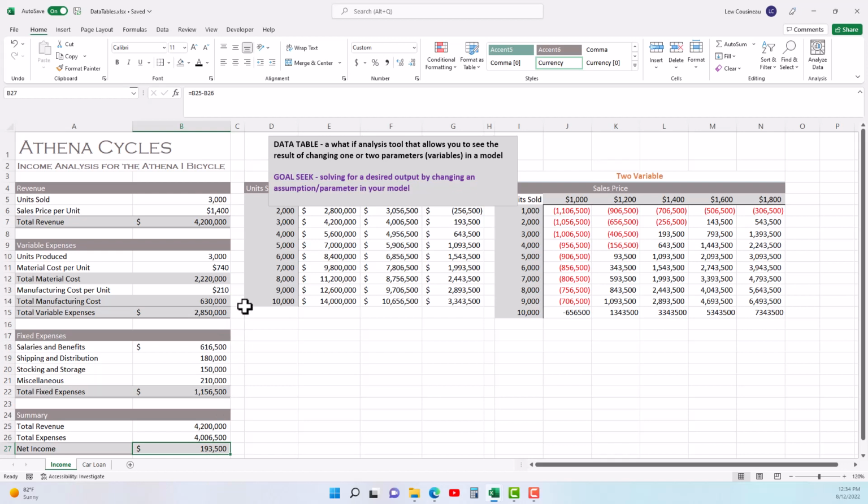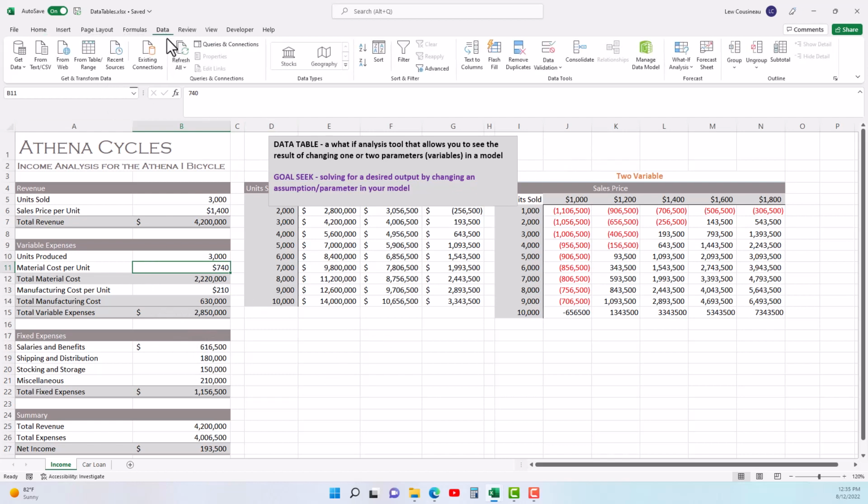Or another example may be my material cost is too high. What if I knew I wanted this to be at $2 million instead of $2,220,000? What would this number need to change to? So it's those kinds of questions we can answer with Goal Seek. So let's do some examples.